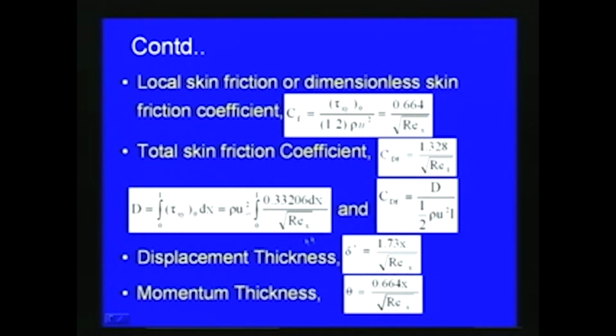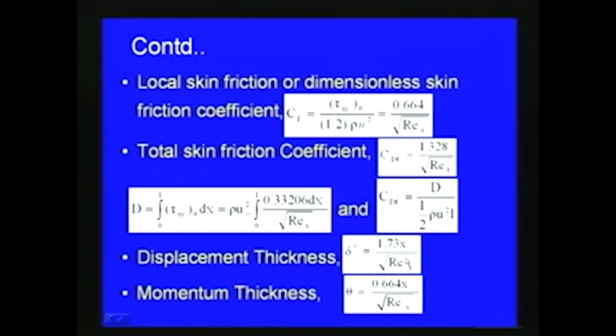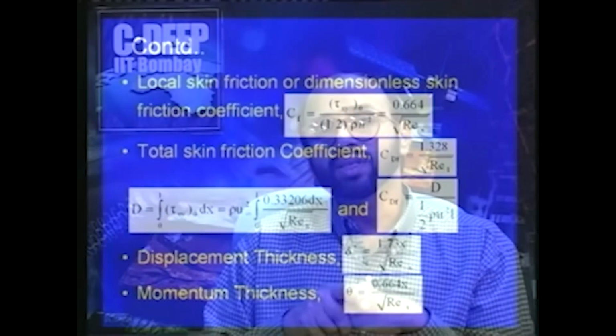Finally, Blasius got explicit expressions for displacement thickness and momentum thickness. He derived the displacement thickness as delta star = 1.73x by square root of Rex, and theta = 0.664x divided by square root of Rex. Like this, Blasius derived expressions for the boundary layer thickness, the displacement thickness, and the momentum thickness. Using these expressions we can easily get other parameters like the velocity variations, and also the shear variation as we have seen in the previous slide.